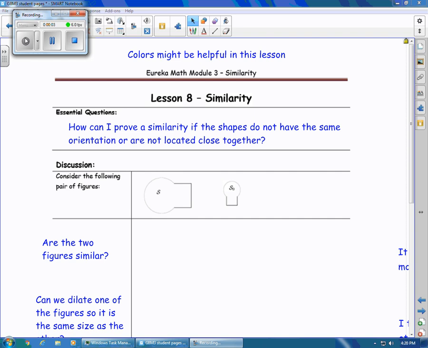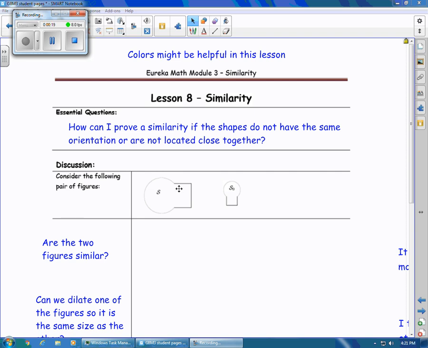This is Module 3, Lesson 8, Similarity. You should be on page 57 of your module. And your essential question for this lesson is, how can I prove a similarity if the shapes do not have the same orientation or are not located close together?